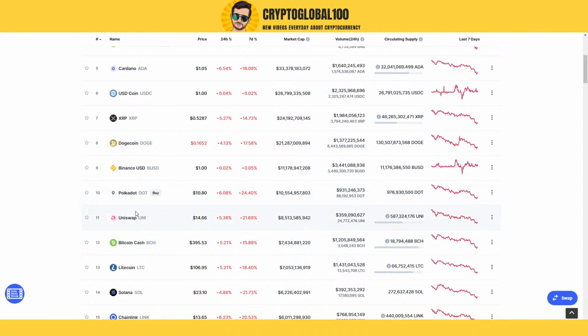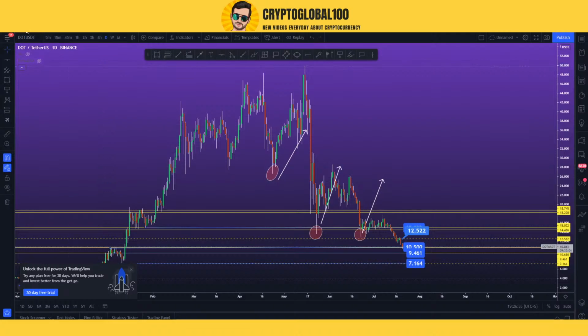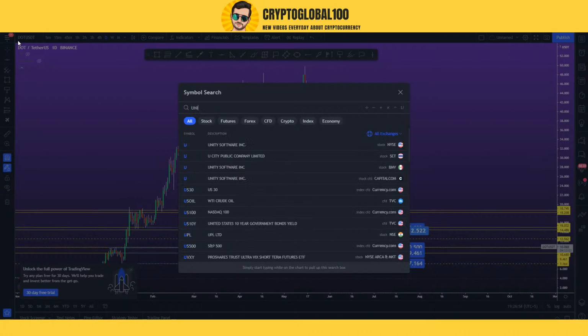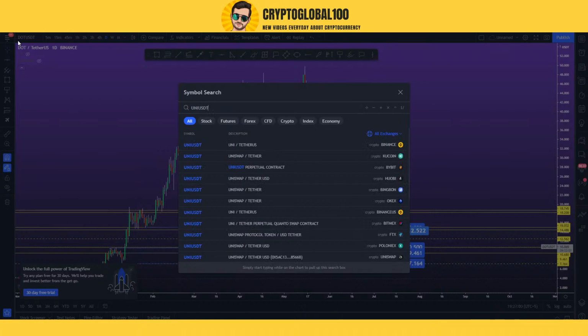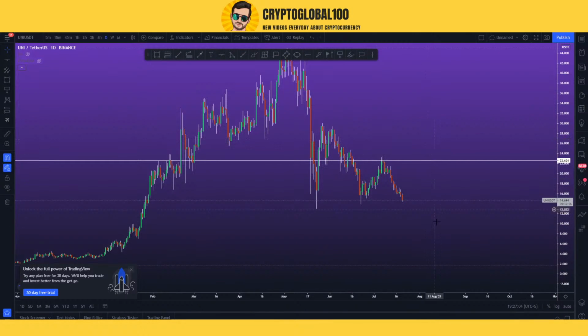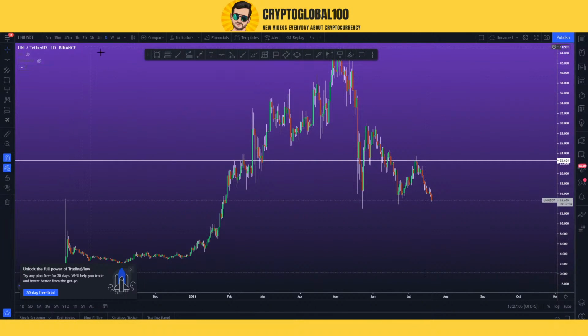Let's take a look at the Uniswap as well. Let me take a look at the USDT on the Binance. So here we have the Uni, and perfectly this area, perfect. Let me check again why it's not picking this. Yeah, this one, guys.